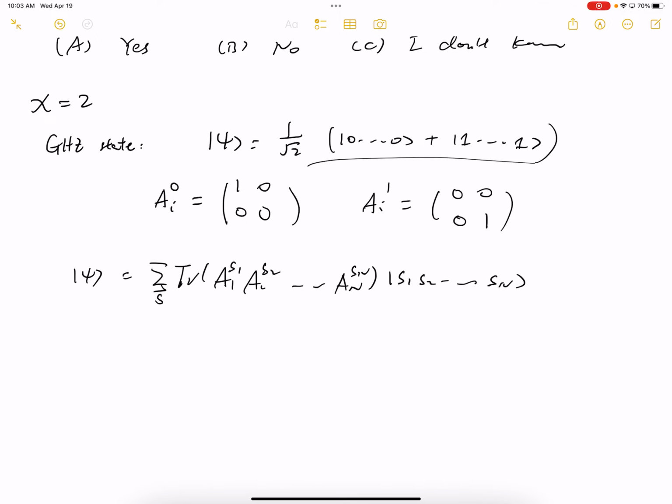First, let's look at the case where S1, S2, and so on are all equal to 0. In this case, you are really just multiplying this matrix n times, since every A_i of S_i is A_i of 0, equal to this. When you multiply this matrix n times, it's going to give you the same matrix. It's not hard to do this calculation. It's a diagonal matrix of [1, 0; 0, 0]. It's going to give you the same matrix, and when you take the trace of that matrix, it's going to give you 1. So in this case, psi of S is equal to 1. And for a similar reason, if you set all these S to 1, then you're basically just multiplying this matrix n times.